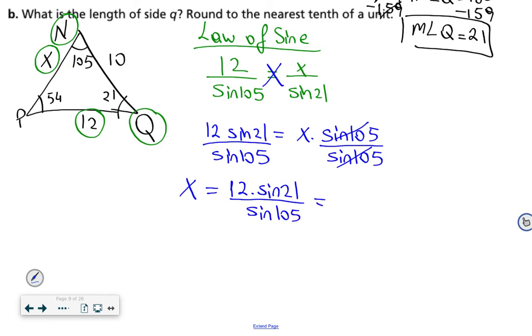If you use graphing calculator, 12 times sine 21 over sine 105, which is equal to, to the nearest tenth, the answer is going to be 4.5. This is your length of the side Q.